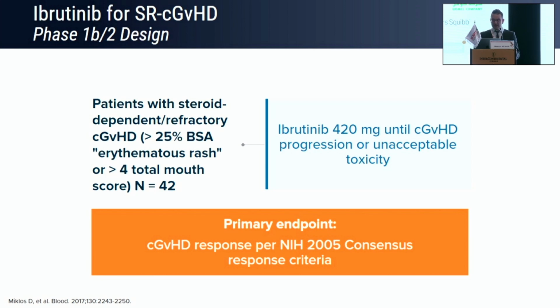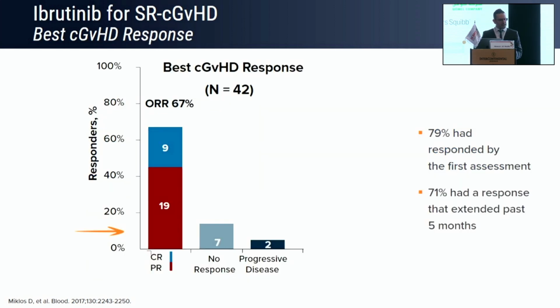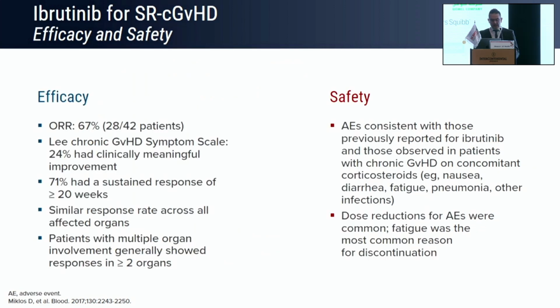Patients received 420 milligrams of ibrutinib until progression or toxicities. As you can see in this slide, best overall response was 67%, but with only 20% CR. Around 70% had a sustained response for 20 weeks or more. No specific organ had a better response, but as we said before, most of those patients had only skin and mouth involvement. Safety and AEs reported in the study were similar to what we've seen with ibrutinib, including fatigue, some GI symptoms, and some bruising, rarely cardiac issues.